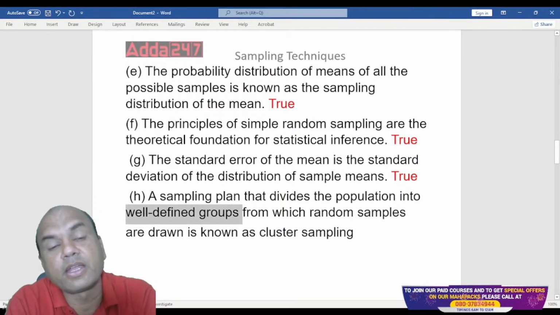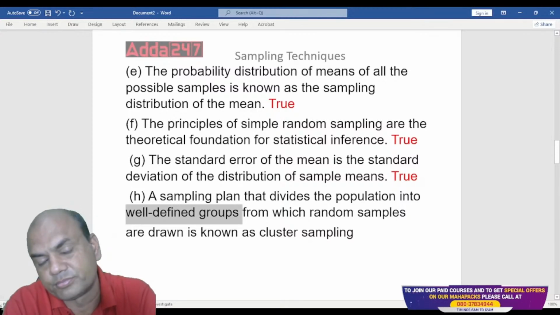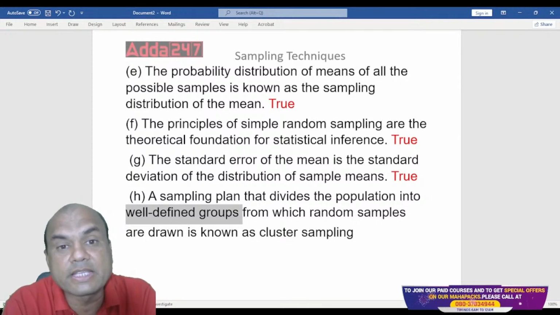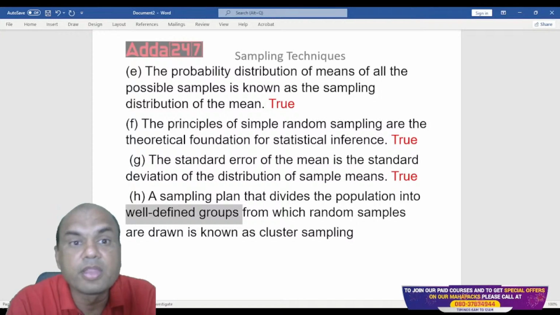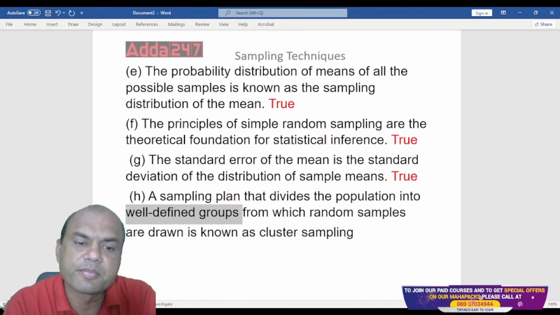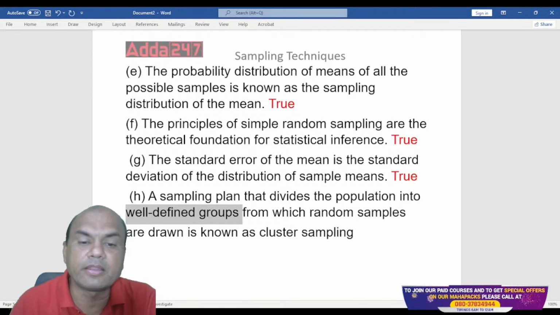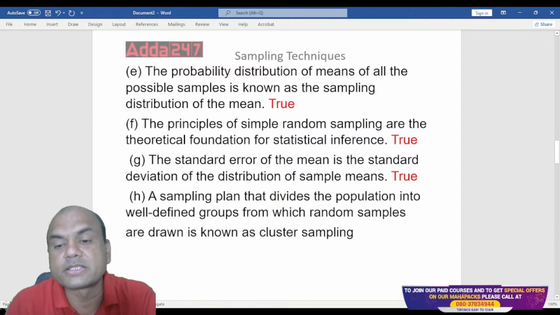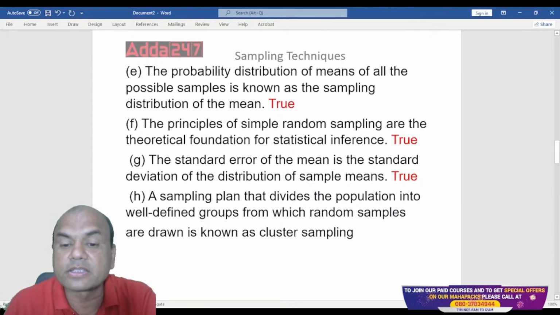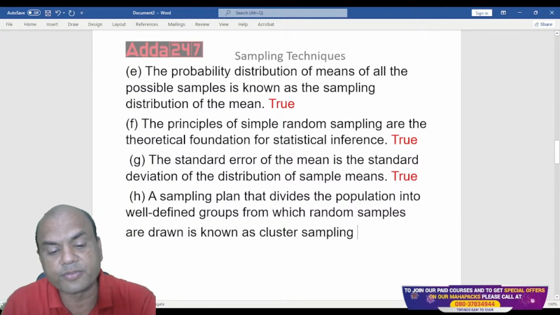They can be defined in terms of region. They can be defined in terms of age. They can be defined in terms of marks. Or they can be defined like in systematic sampling, just by serial order. So the sampling plan that divides the population into well-defined groups from which random samples are drawn is known as cluster sampling. So is it true or false?